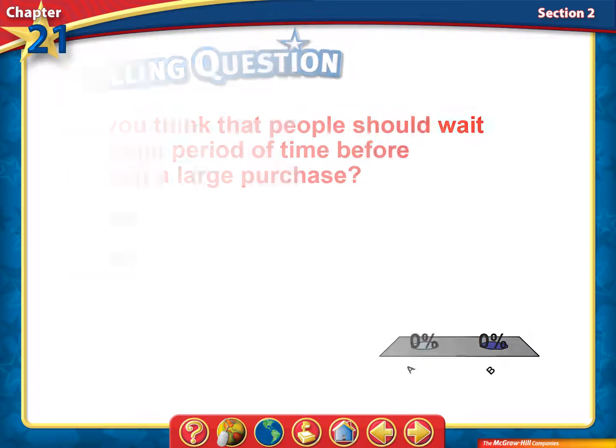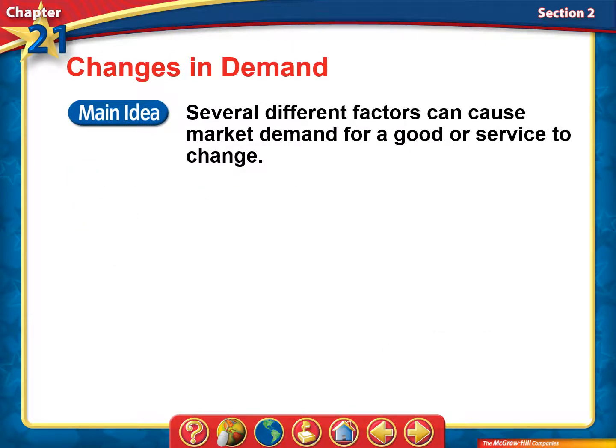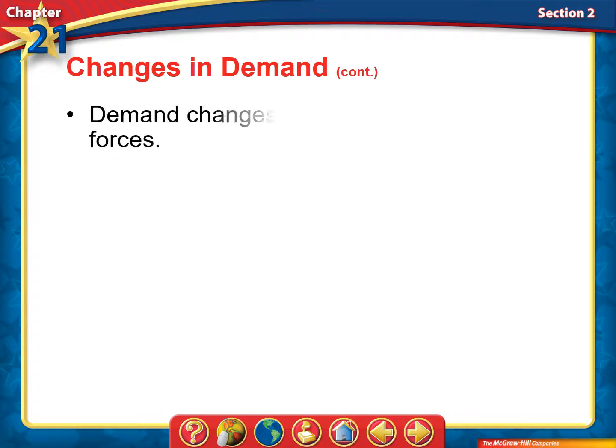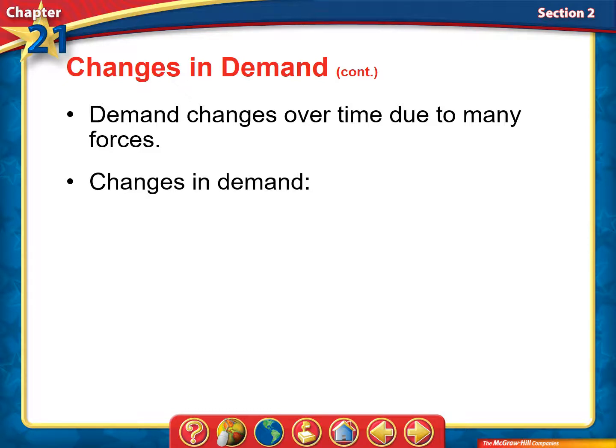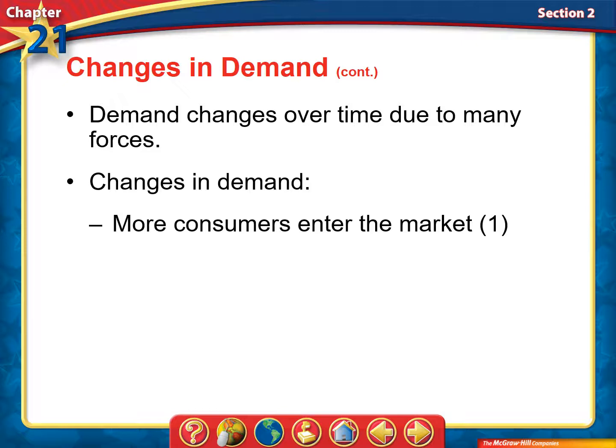And so several different factors can cause market demand for a good or a service to change. So what can affect demand? We already know that price certainly affects demand, but what else can affect demand? So demand changes over time for a product due to many different factors. For example, if more consumers enter the market, there's going to be more demand.